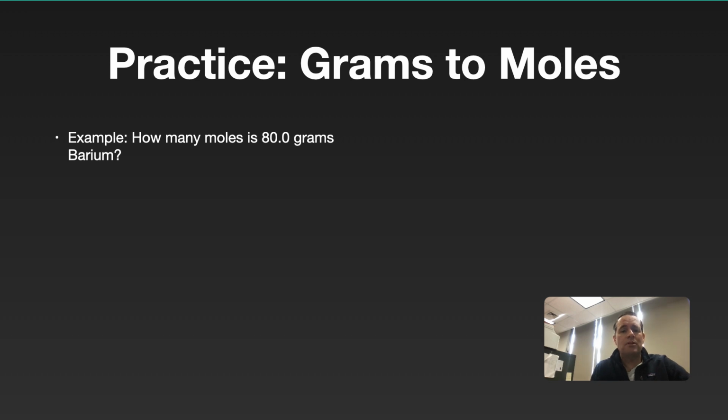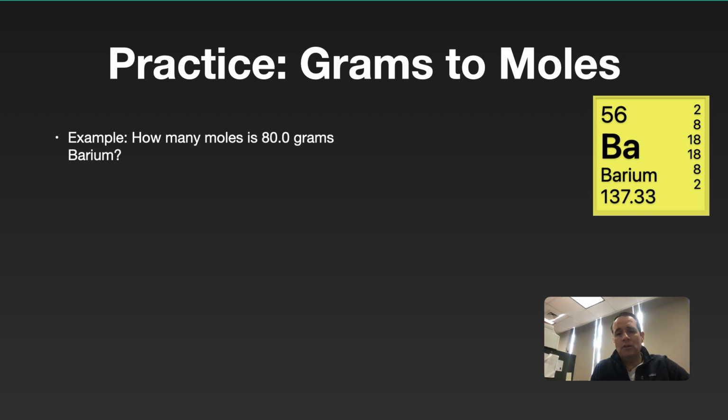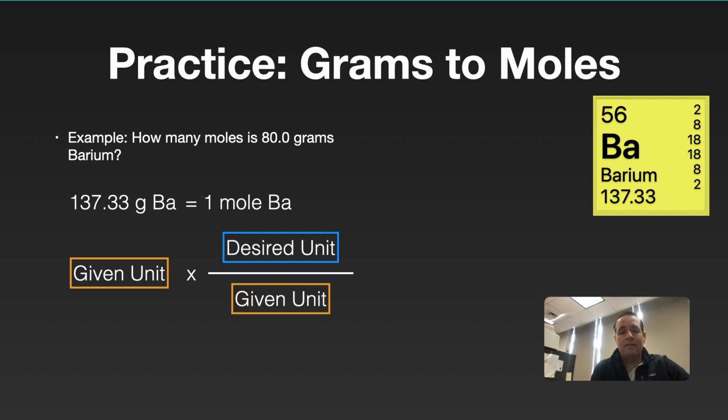Let's look at this problem. What if we go the other way? We're starting with grams and we want to find moles. So how many moles is 80.0 grams of barium? Again, find your periodic table. You want to write down the molar mass, 137.33 grams of barium is equal to 1 mole. You want to write out your whole template that we're going to use continually all the time in the class. And you want to look at the word problem and bring down the 80.0 grams of barium. That's our given unit, our starting units.